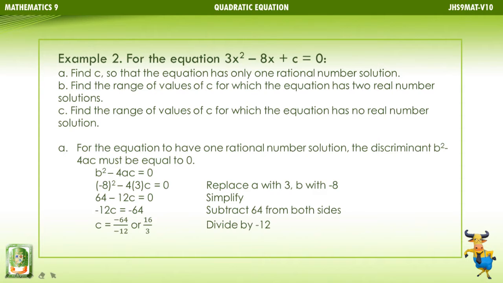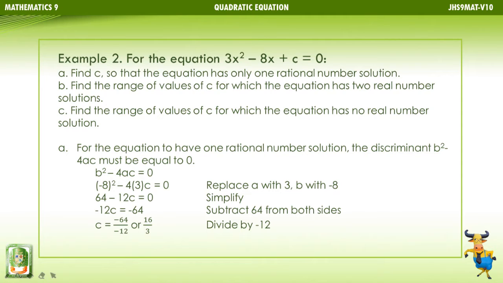Example 2. For the equation 3x squared minus 8x plus c equals 0: a. Find c so that the equation has only one rational number solution. b. Find the range of values of c for which the equation has two real number solutions. c. Find the range of values of c for which the equation has no real number solution.